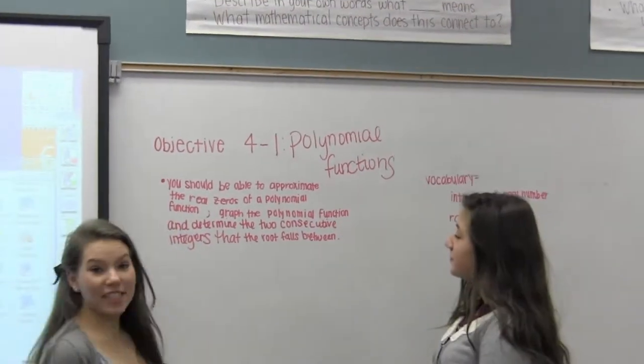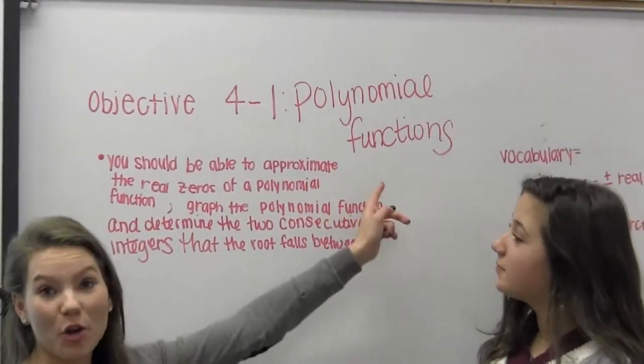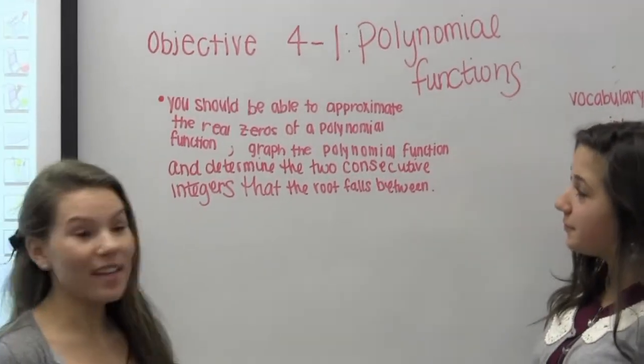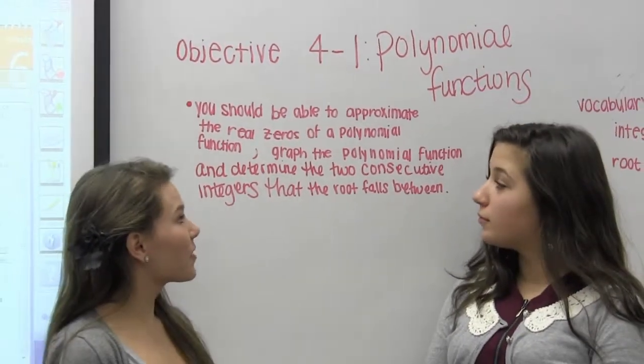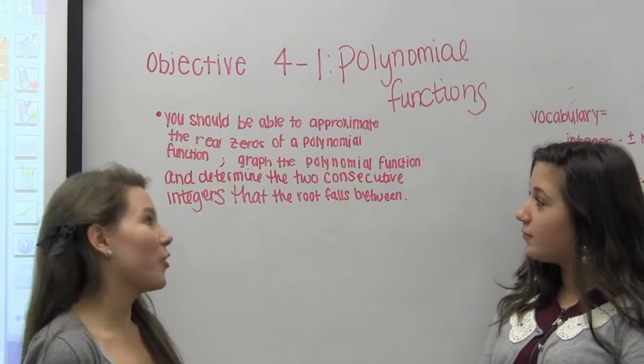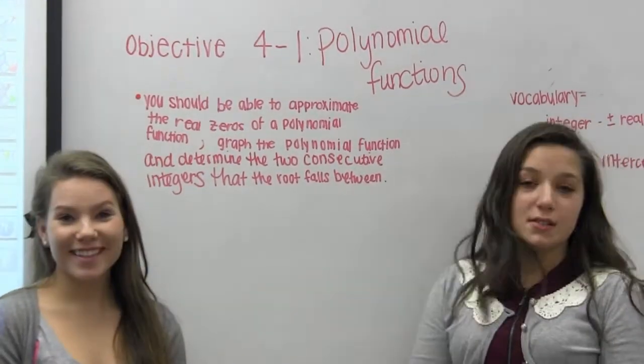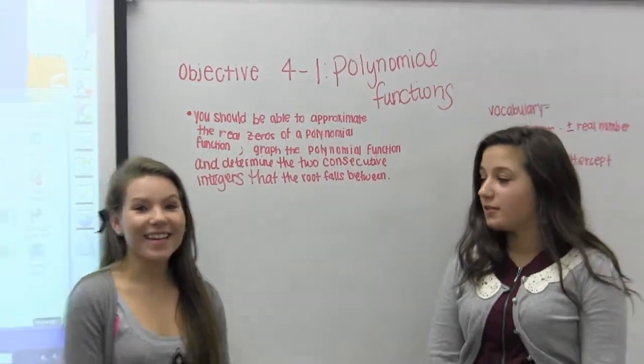And today we will be teaching you section 4-1, Polynomial Functions. At the end of this lesson, you should be able to approximate the real zeros of a polynomial function, graph the polynomial function, and determine the two consecutive integers that the root falls between.